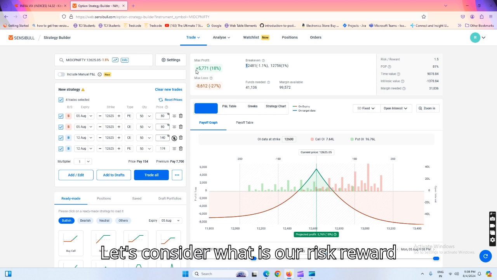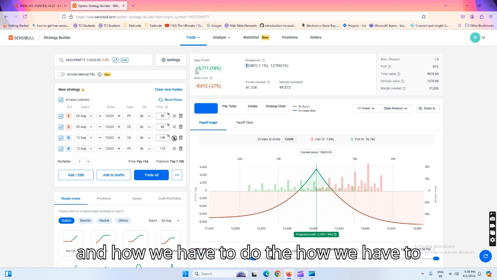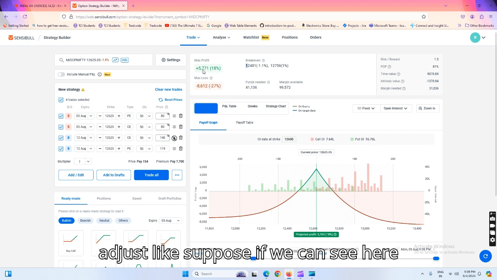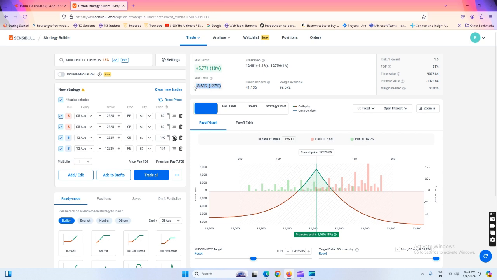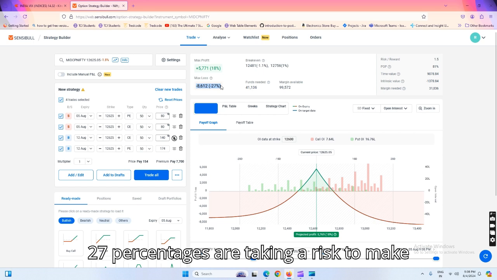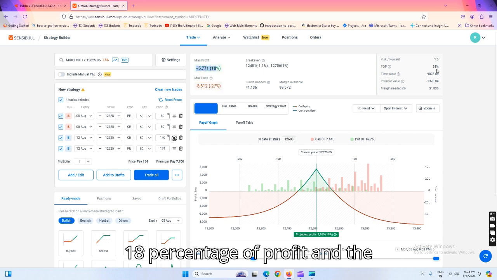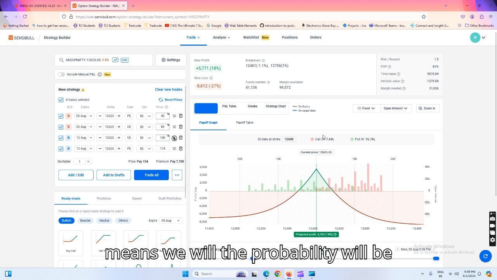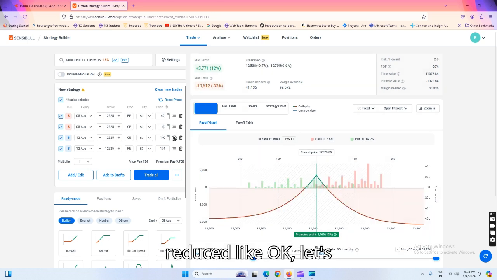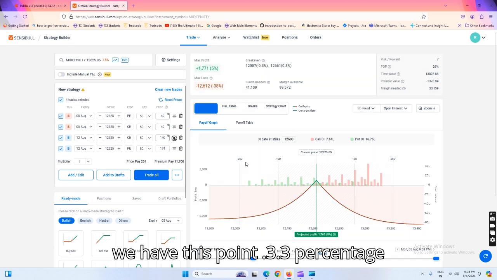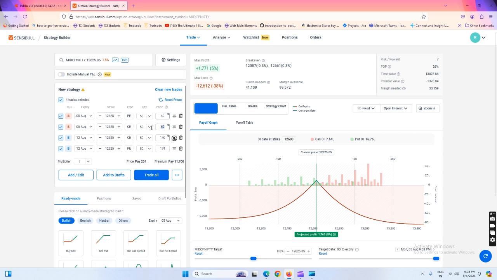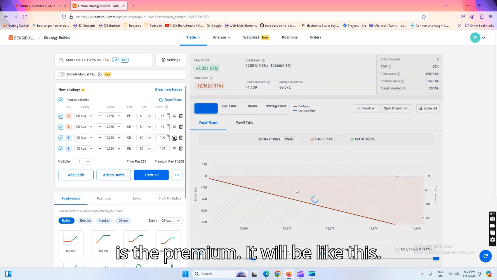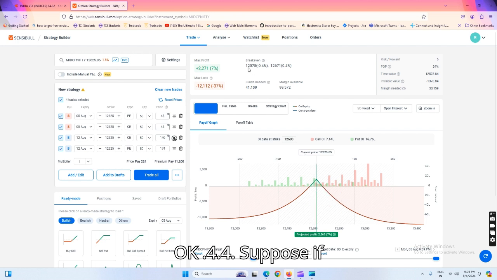Let's consider what the risk reward is and how we have to adjust. Like suppose if we can see here, 27 percentage is the risk to make 18 percentage of profit, and the probability of winning, let's consider that particular day is an expiry day, means the probability will be reduced. Okay, let's take this point, 0.3 percentage, or like 45.5 is the premium.